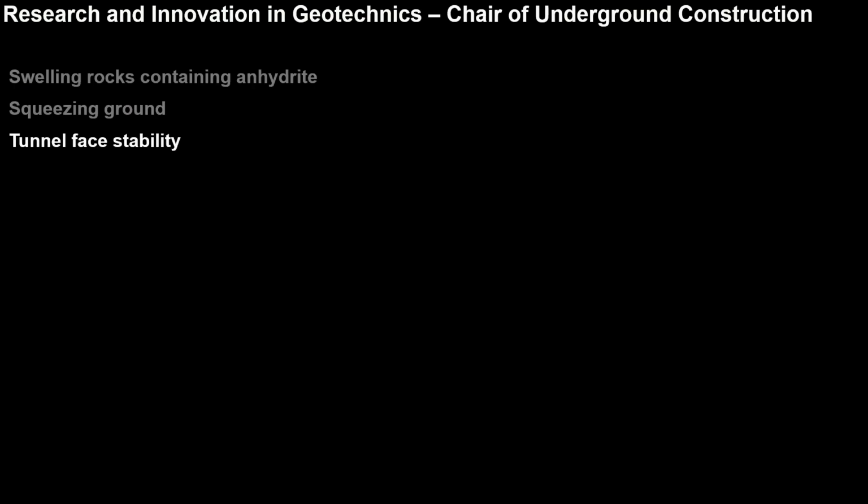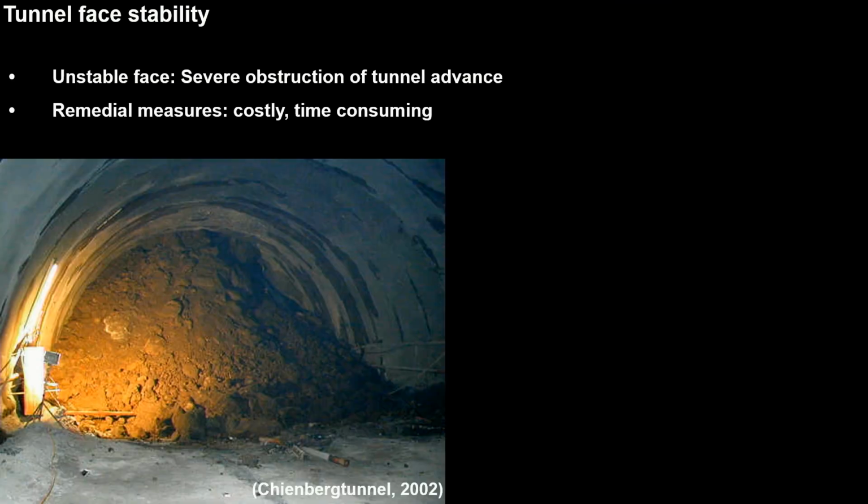Now, let us come to the last point, tunnel face stability. The tunnel face is the part of the tunnel where excavation takes place. What happens if it is unstable? It is clear. You see here an example of the Kimberg tunnel, 2002. By the way, this event triggered the swelling in the Kimberg tunnel. It started after this happened.